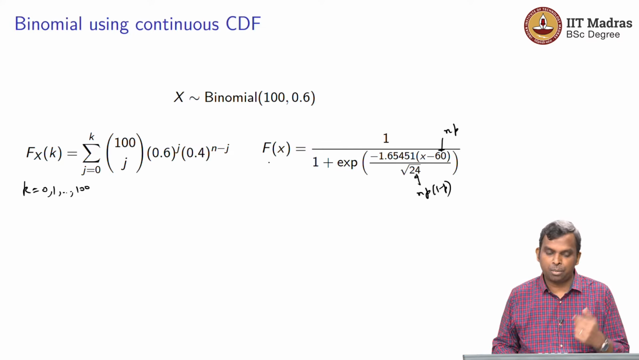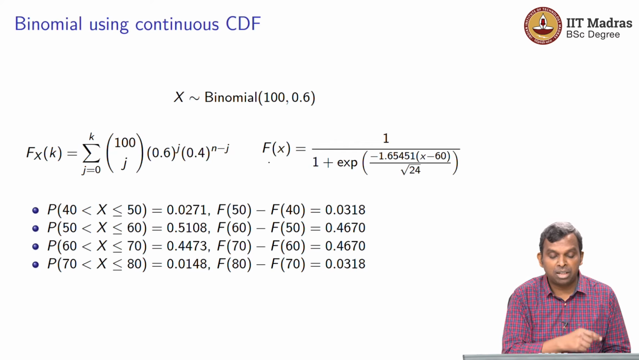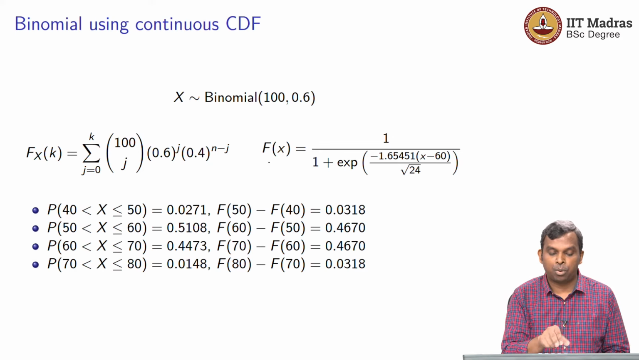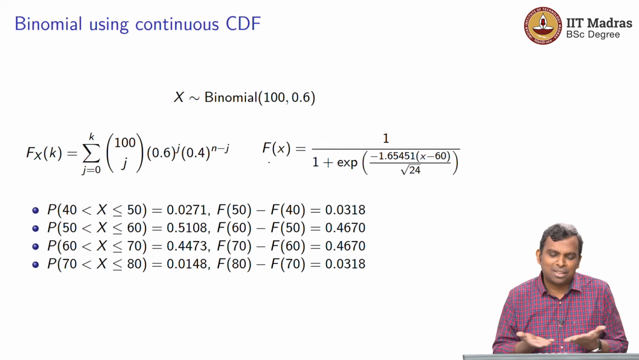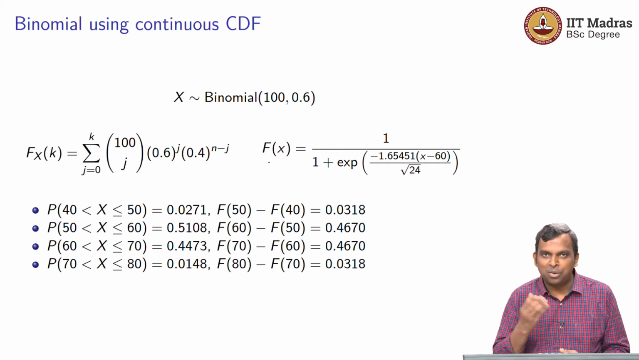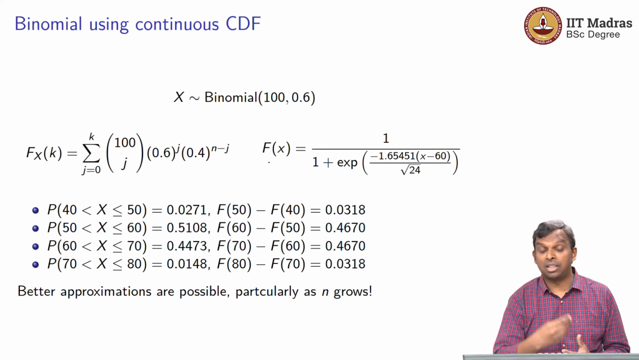So how do you test this approximation? You calculate probabilities of intervals. Calculate the probability of an interval using the exact CDF, and you're going to get 0.0271, 0.51, 0.44, 0.01. Look at the answers with this very simple approximation function, and you get fairly close answers. You do lose something, such as the symmetry that comes on this side and doesn't come here, etc. But it's okay; you don't lose too much. In fact, better approximations are possible. Even for n equals 100, p equals 0.6, you can do much better approximations than this one.